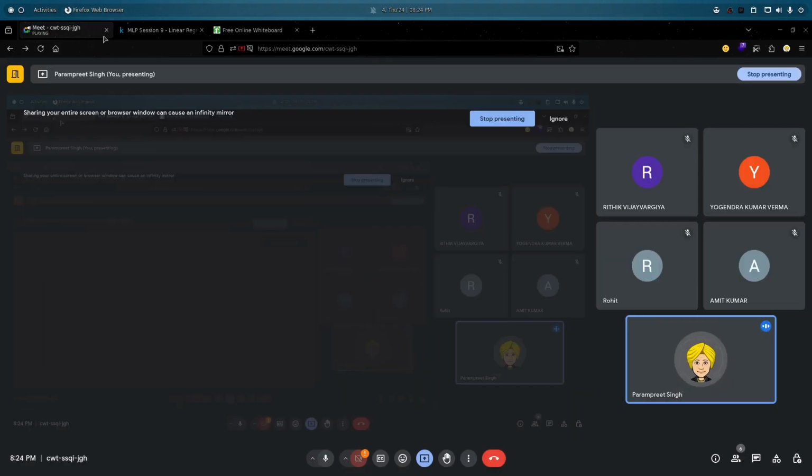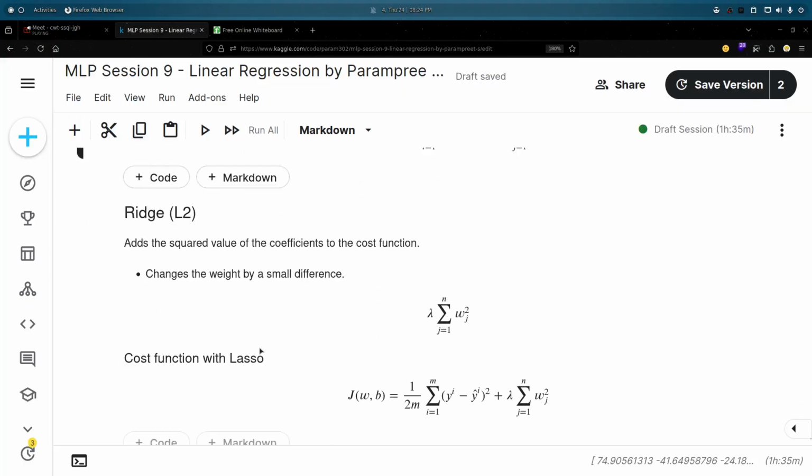Whenever some weights in the options are 0, then you can say we have implemented the lasso regression. If the weights are in points but closer to 0 but not exactly 0, then you can say we have implemented the ridge regularization.